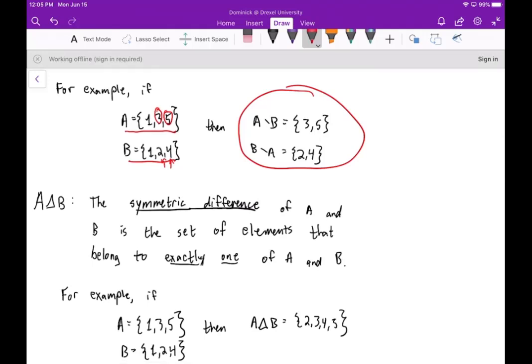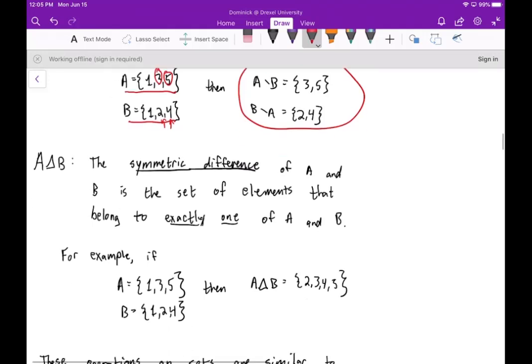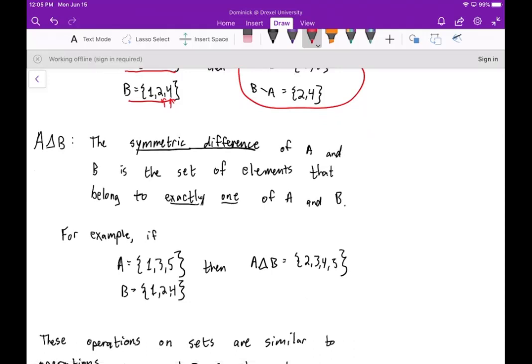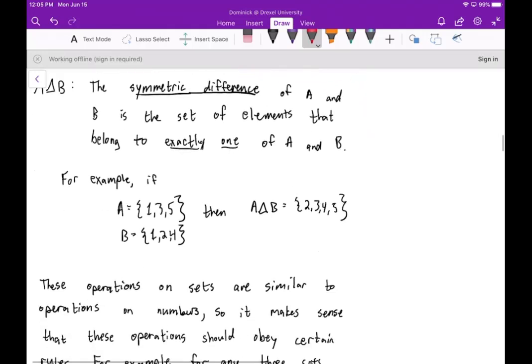Now, the symmetric difference of A and B is the set of elements that belong to exactly one of A and B. So it's in A or B, but not both, you could think of. For example, if our A and B are the same, 1, 3, 5 and 1, 2, 4, then the symmetric difference would be all the elements that only appear one time. And of course, that would be 3, 5 and 2, 4. We would lose the 1 because it's in both. So the symmetric difference, denoted by that triangle, would be the elements that belong to exactly one of your two sets that you started with.